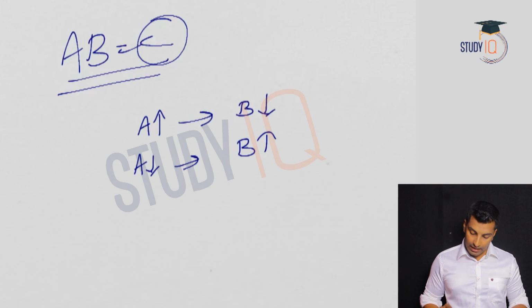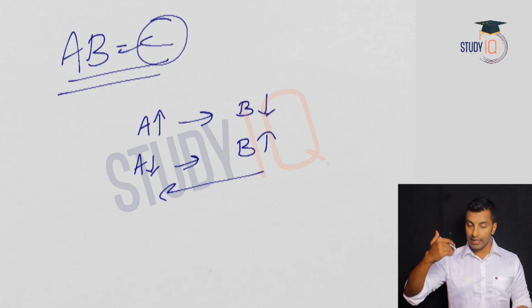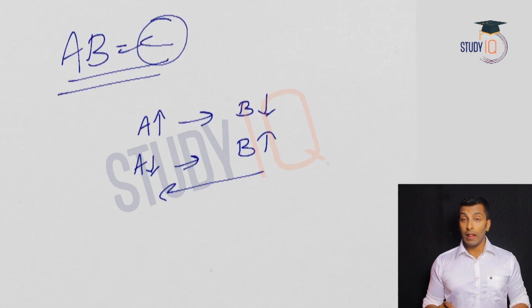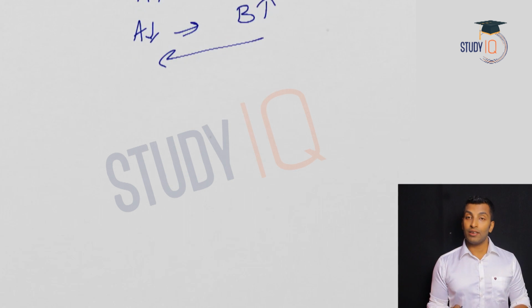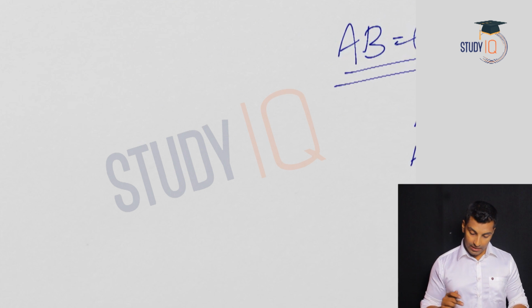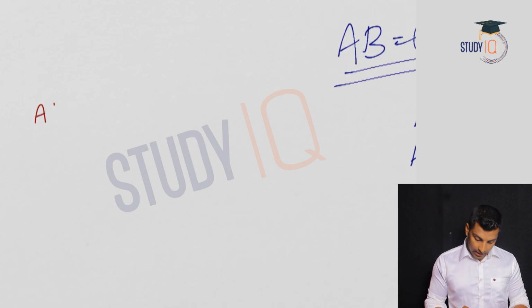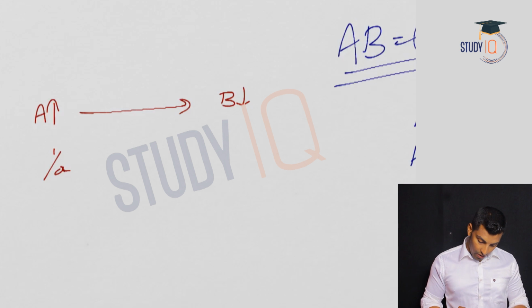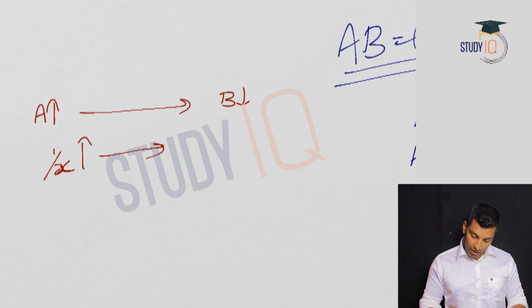And you can read from this direction also. If B increases, A decreases. If B decreases, A increases. And we have also discussed how much increase in A will be there if B increased by a certain percentage, right? So if you remember, I have discussed about that. See, if A increases, we know B will decrease. Now if A increased by 1 by x, then B will decrease by 1 by x plus 1. So we know this is an increase, so this is a decrease.